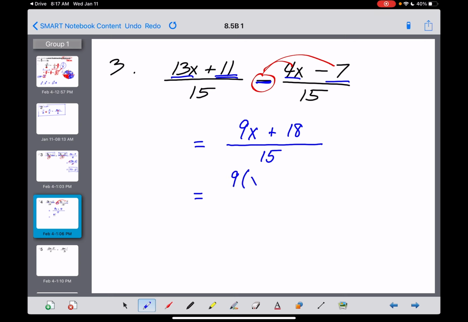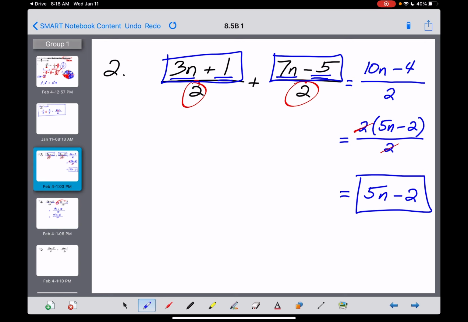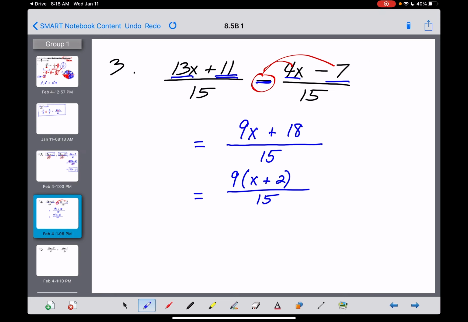So we'll divide that out and be left with an x plus 2 all over 15. Now, in the last problem, we had a 2 here and a 2 here, identical factors, and they canceled each other out completely. That doesn't happen here, but 9 and 15 do have a common factor within them. That common factor is 3. So we're going to divide that 3 out from both of those numbers.